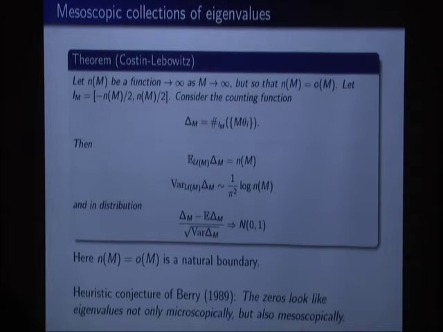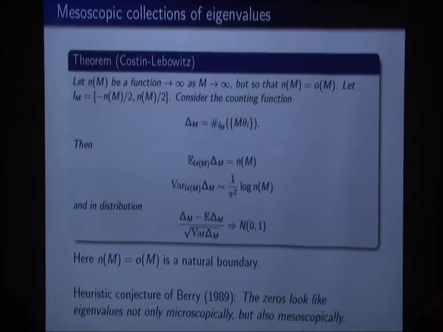And on the basis of this, really just on the basis of the variance computation, Berry made the conjecture that the zeros look like eigenvalues not only at the microscopic scale, but also mesoscopically. I call this a heuristic conjecture of Berry because in the first place, Berry was a physicist, so it is a heuristic conjecture. But on top of that, even nowadays, I don't know of a way to precisely state this mesoscopic resemblance.